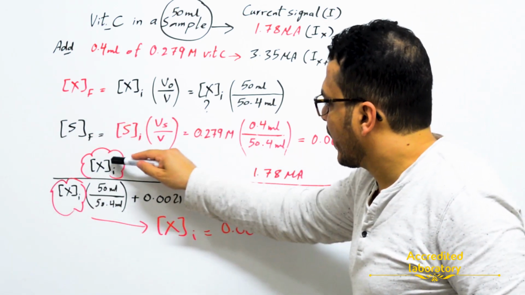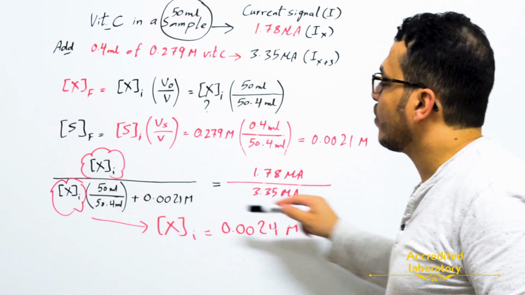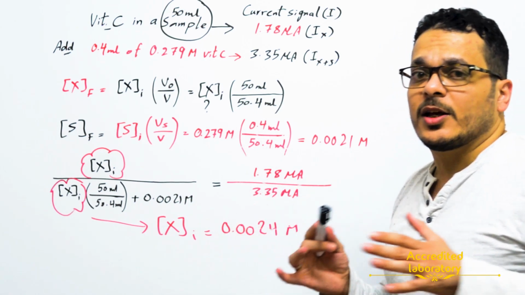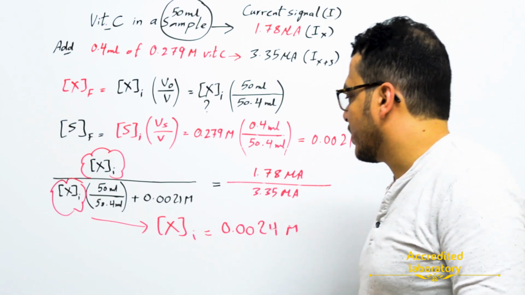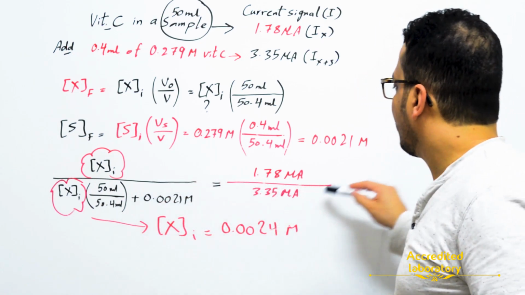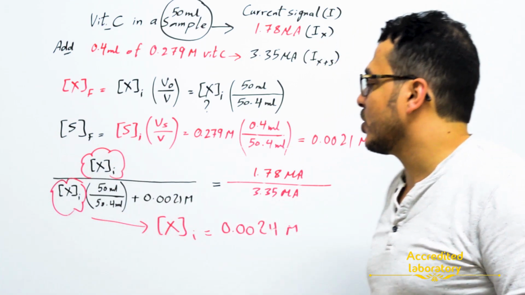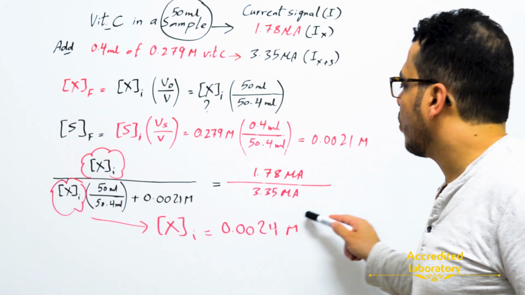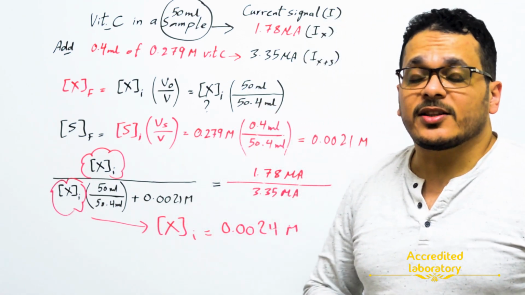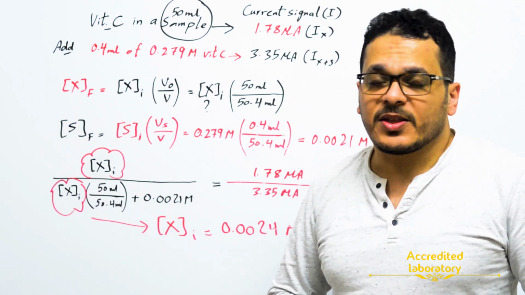This is the response from the concentration of unknown target analyte, divided by the response after addition of the standard, the mixture of the standard plus the concentration of unknown target analyte. So here we have only the unknown, and we have all the other results except the concentration of unknown. So the concentration of unknown will be equal to 0.002 molar. Using this standard addition equation, we can quantify the concentration of unknown target analyte in the sample.